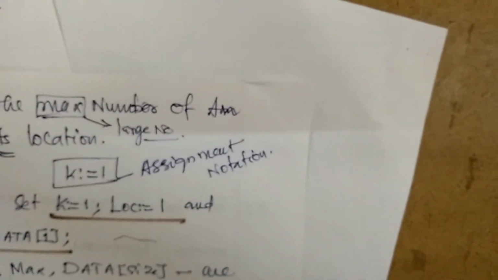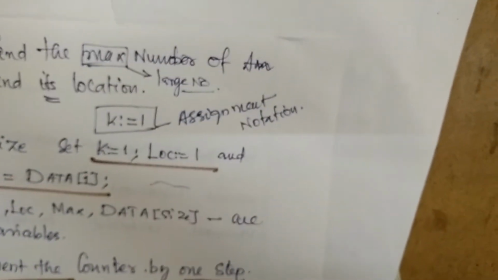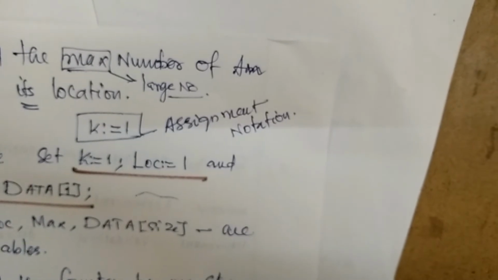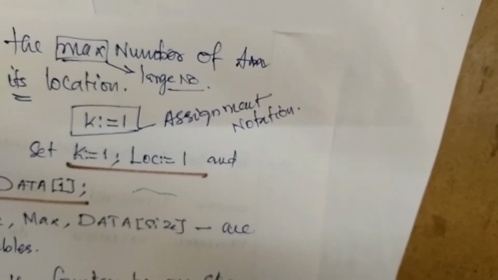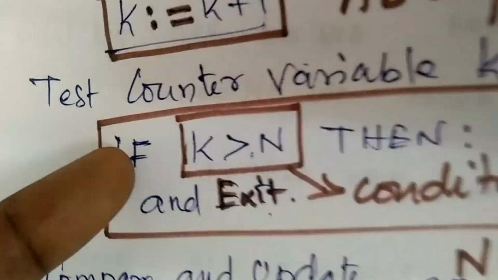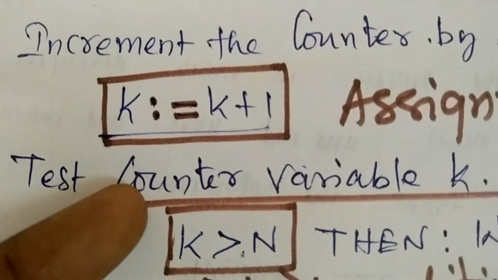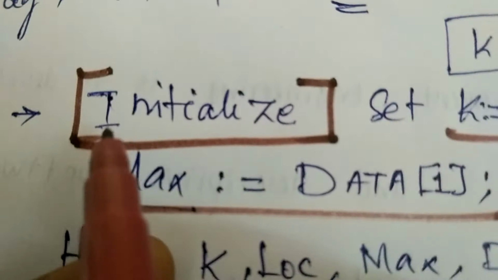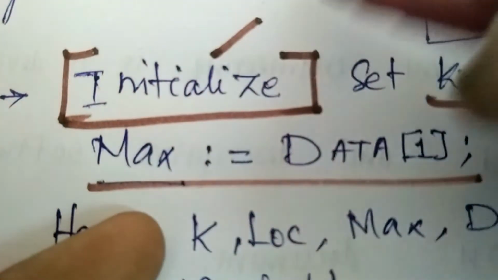Simple algorithmic steps. The commands are indicated by the bracket. Here, in this example I will denote the commands. In this example, initialize is a command.